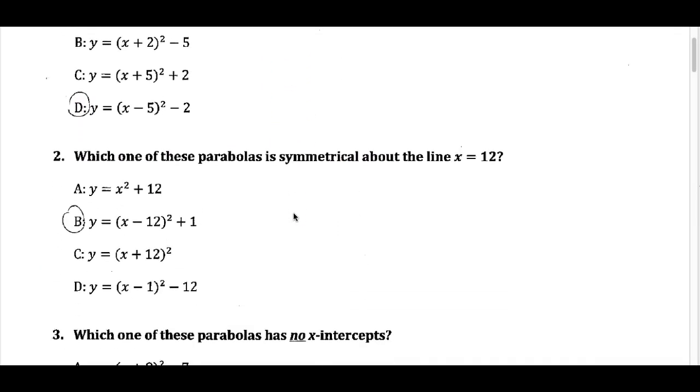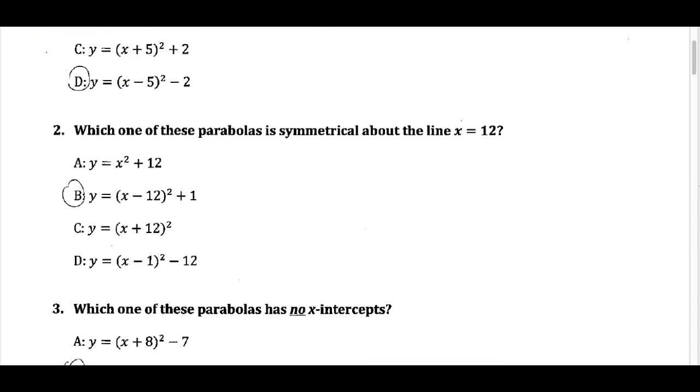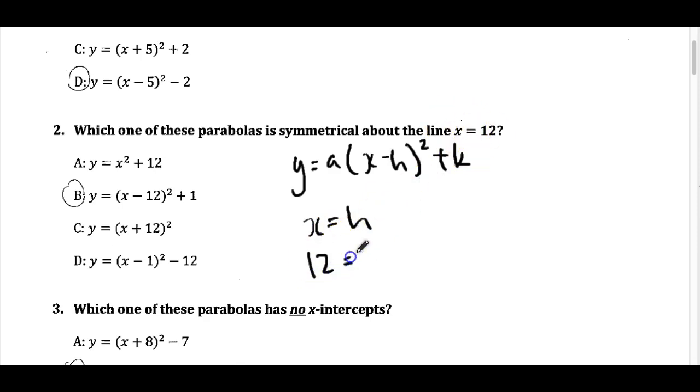Moving along. Question 2: which of these parabolas is symmetrical about the line x equals 12? With your turning point form, let's write that again. Your axis of symmetry is at x equals h. In this case, we know x equals 12, so h equals 12. So anywhere where you had 12 in your equation. It doesn't matter what k is and it doesn't matter what a is, as long as h is 12.